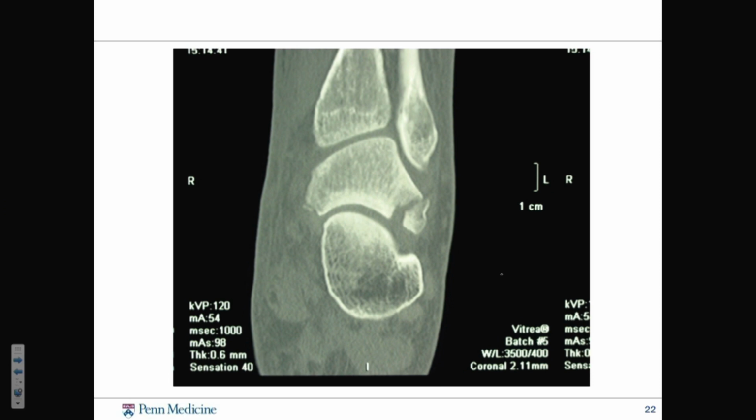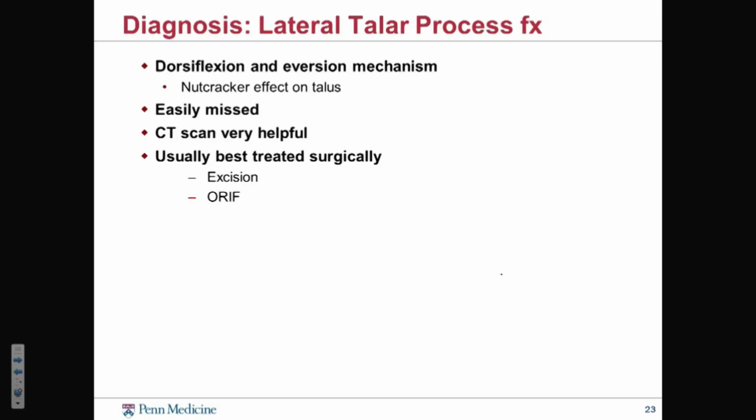And on a CT scan, it becomes much more clear that as the calcaneus comes up, it kind of hits against the fibula, it nutcrackers this little fragment here and breaks it off. And this is part of the joint, of the subtalar joint, so it's an important fragment. So it's a dorsiflexion eversion mechanism. That nutcracker effect happens on the talus.